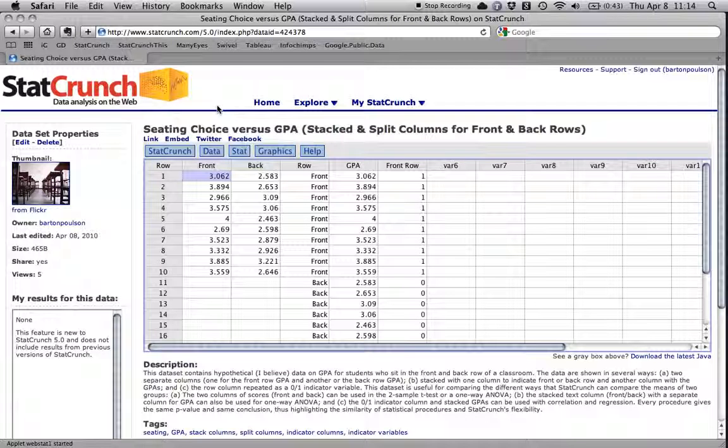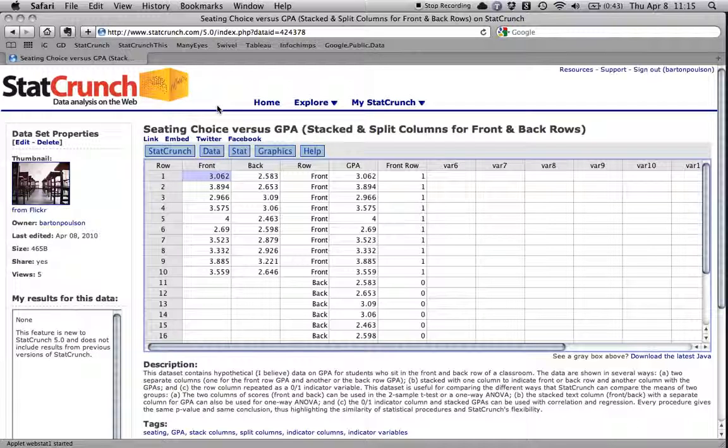Hi, my name is Bart Polson, and in this tutorial I want to show you how to use the online statistics program StatCrunch to compare the means of two different groups of people on a single quantitative outcome, using what is called a t-statistic, or a two-sample t-test, or sometimes called an independent samples t-test.